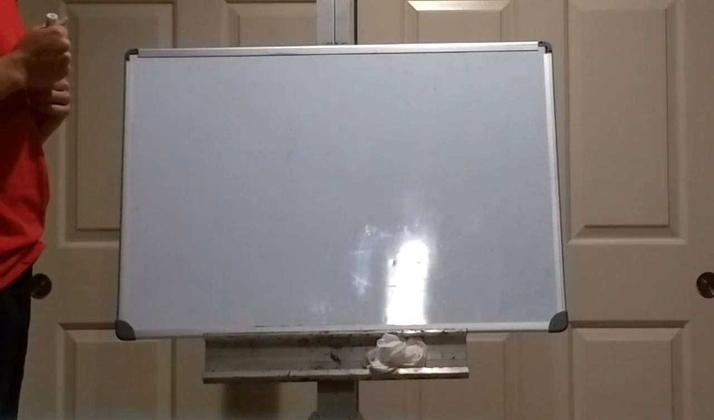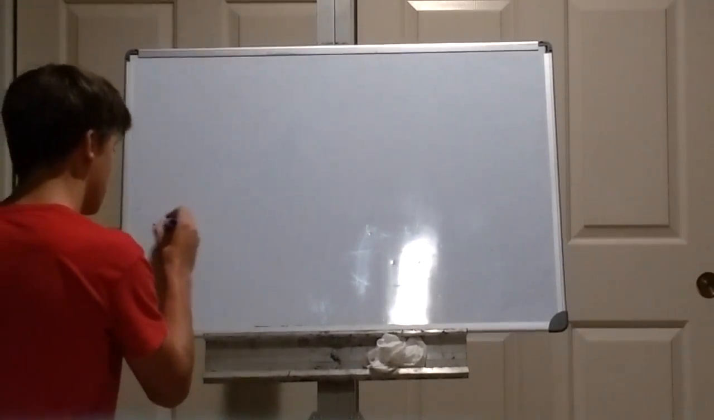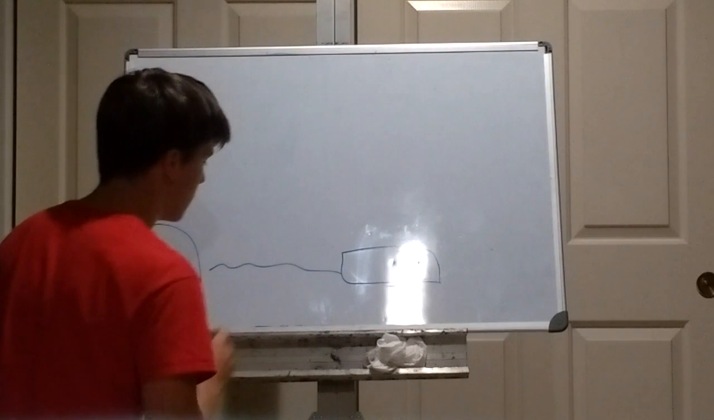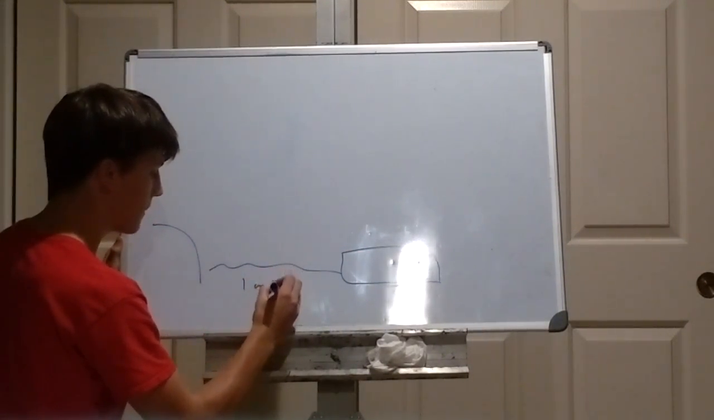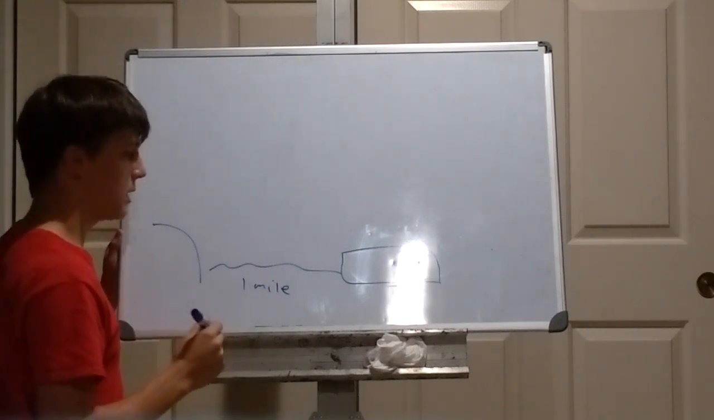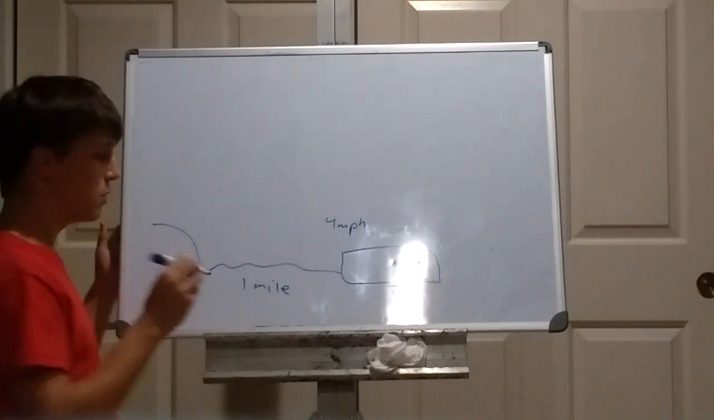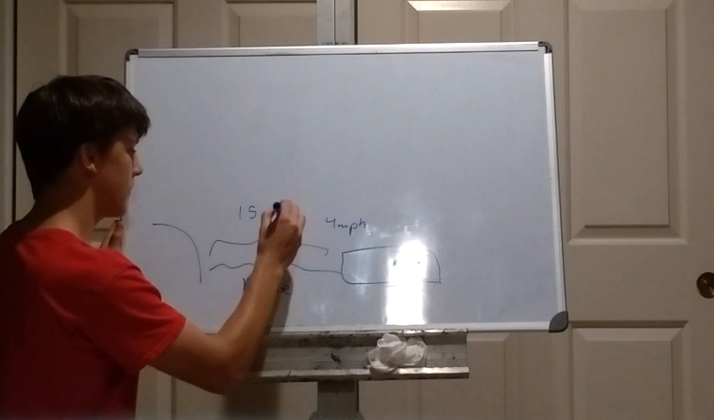We're going to start with problem 11 from 2008 AMC. Right here we have a shore, some water, and a boat. The distance from the boat to shore is 1 mile, and the boat is traveling at a constant velocity of 4 miles per hour. That means it should take the boat exactly 15 minutes to reach shore.